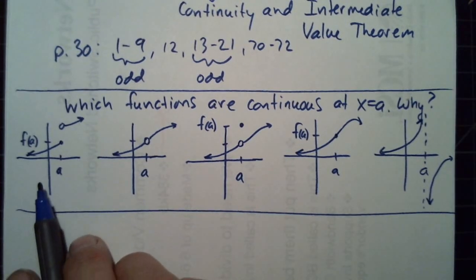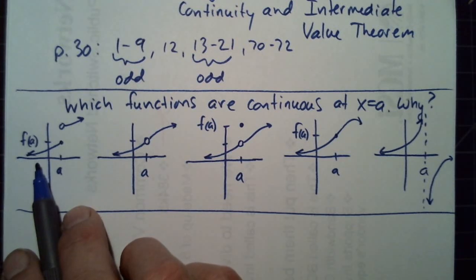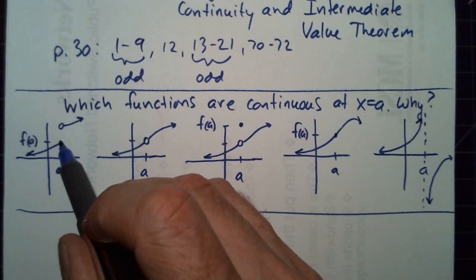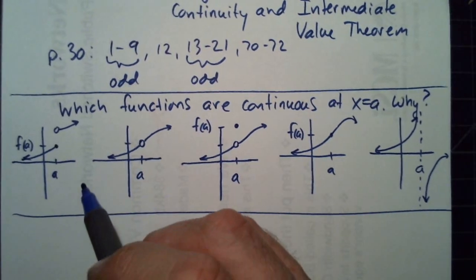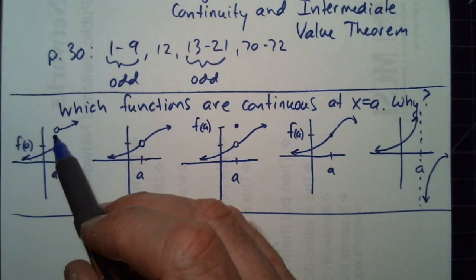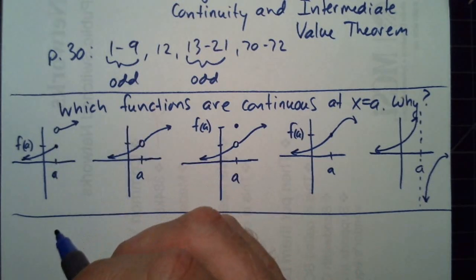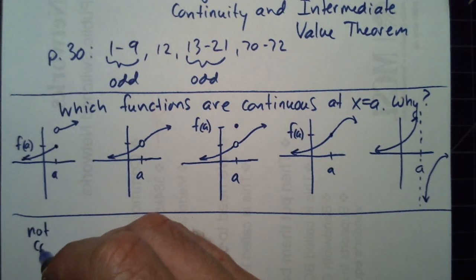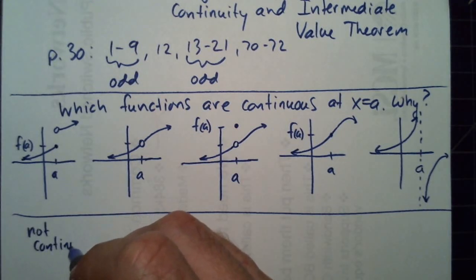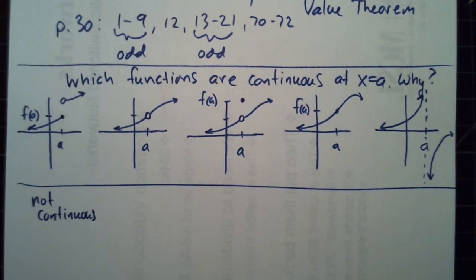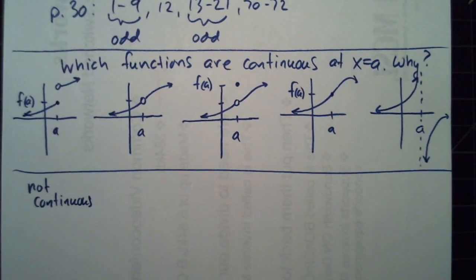So looking at a graph, it's easy to say whether something is continuous. It's just, is it broken or not? And that's a closed circle there. So if you can trace it, but you have to lift the pen, then it's not continuous. So we know this is not continuous. And now we have to come up with a reason why it is not continuous.